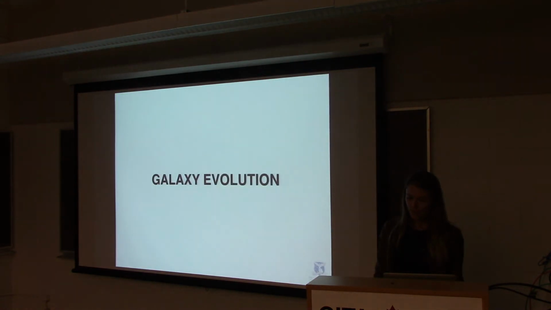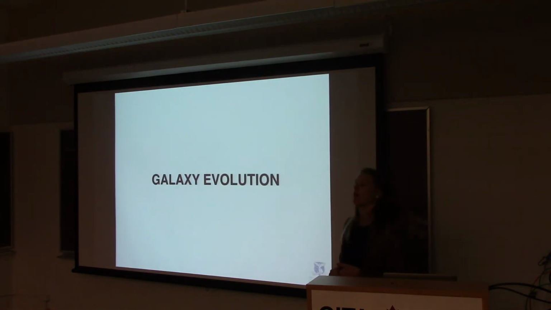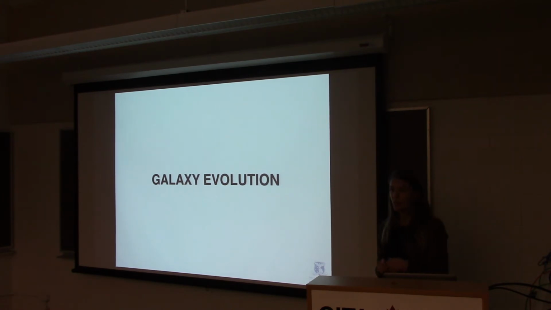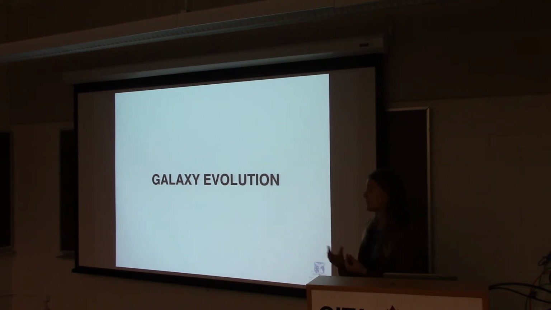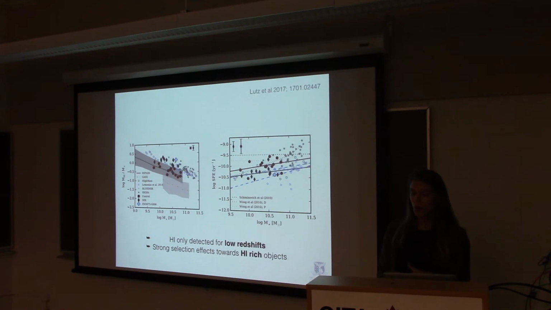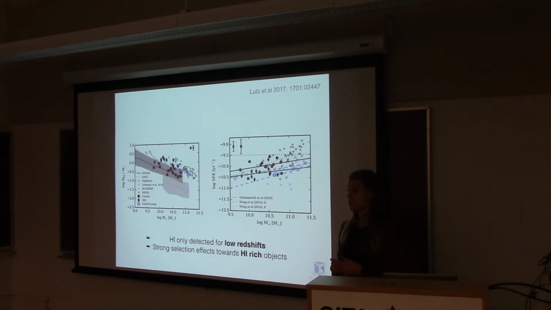And now I want to come to the galaxy evolution part of this talk. So now we looked a bit at neutral hydrogen evolution and how we can constrain it with H1 intensity mapping, at which redshifts and with which experiments. But we would also like to look more at galaxy evolution. Can we find out more about this? What do we know about galaxy evolution?